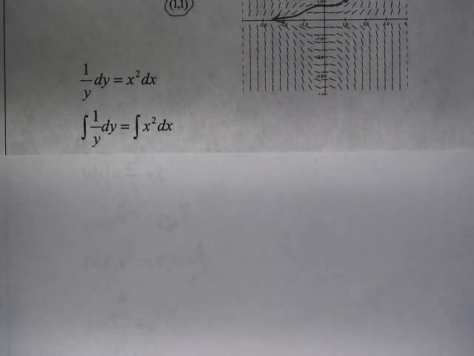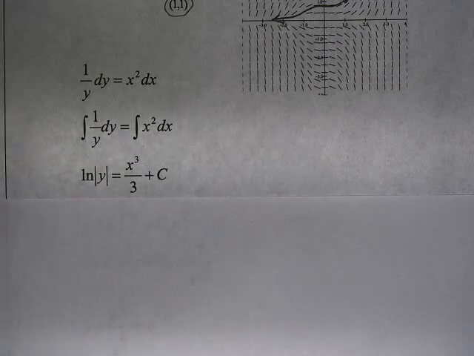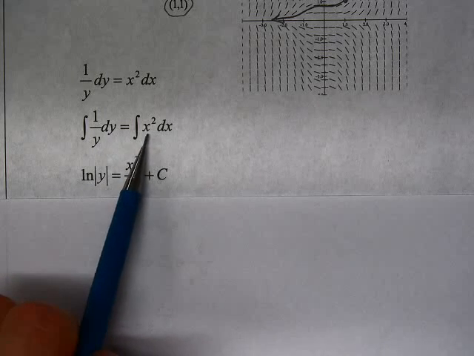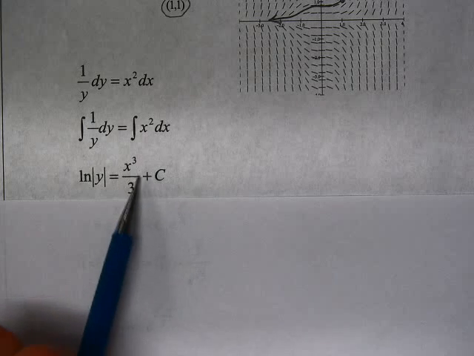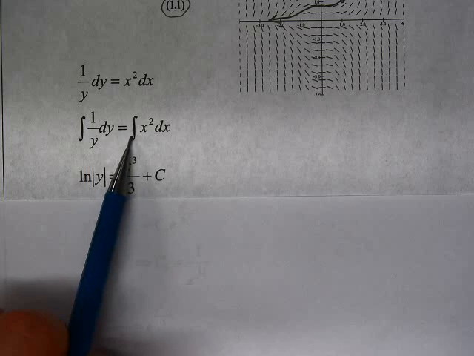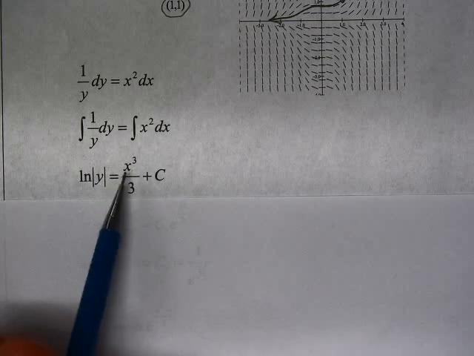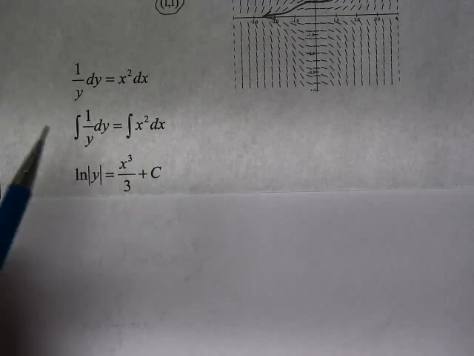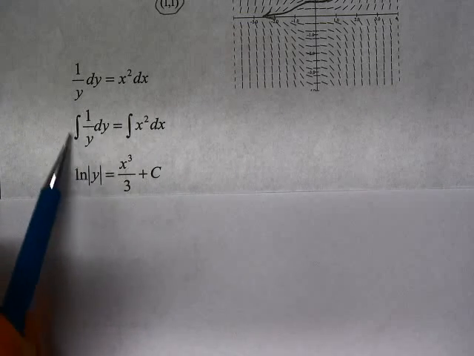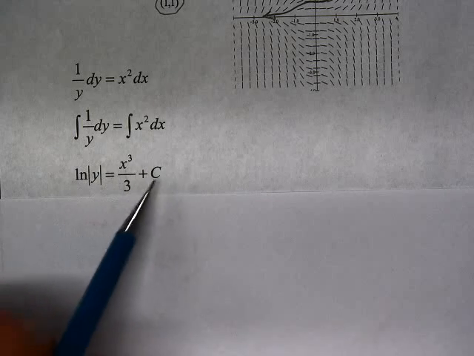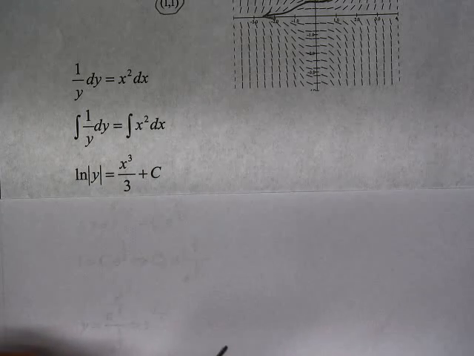When I integrate 1 over y dy, I get ln of the absolute value of y. When I integrate x squared, I get x cubed over 3, and I have the constant of integration. As soon as the integral symbol and the dx and the dy disappear, I should have a plus c here on the right. In both cases we get a plus c, one over here and one over here, and I've swallowed those up in one constant of integration.